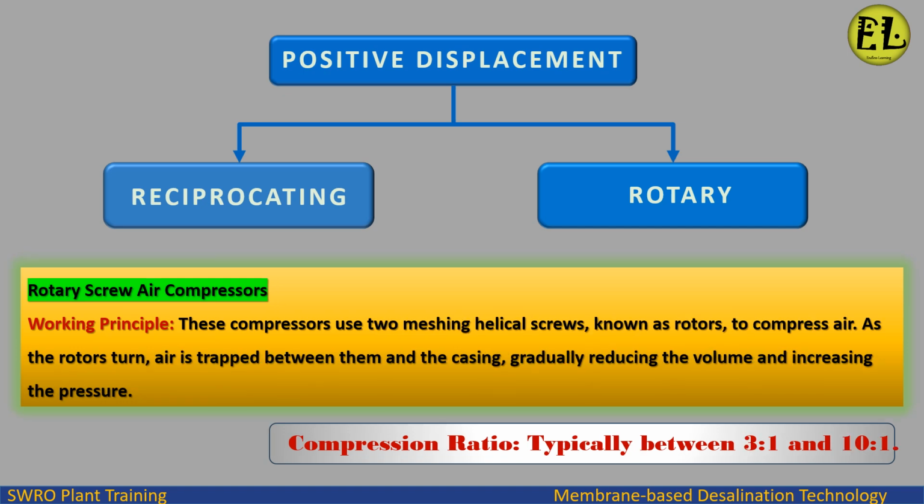Rotary screw air compressors. Working principle: these compressors use two meshing helical screws, known as rotors, to compress air. As the rotors turn, air is trapped between them and the casing, gradually reducing the volume and increasing the pressure.